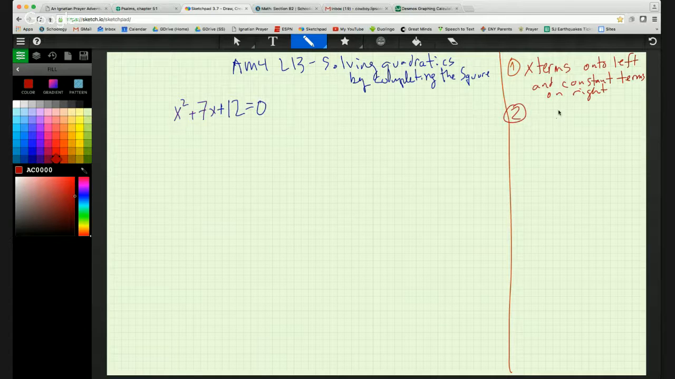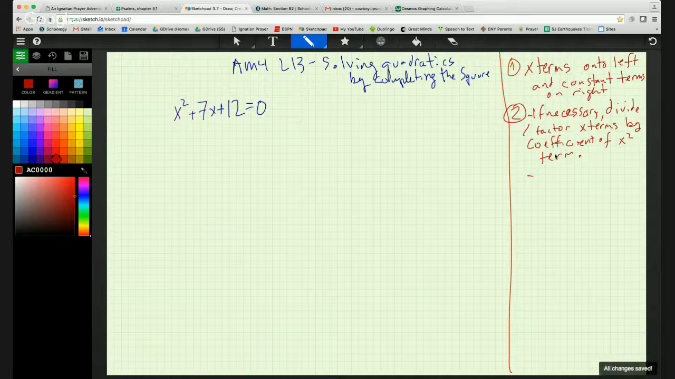The second thing we're going to do is, if necessary, divide slash factor the x terms by the coefficient of the x squared term. So if the x squared term is not a 1, then we're going to divide the x squared and the x term by that coefficient of the x squared term. And so that's kind of part 1.